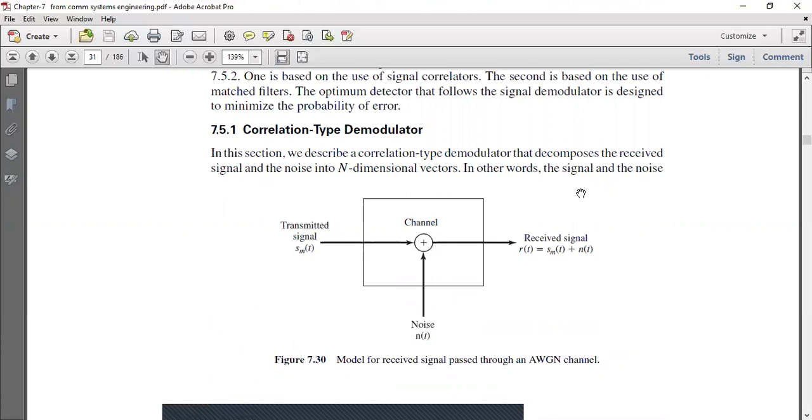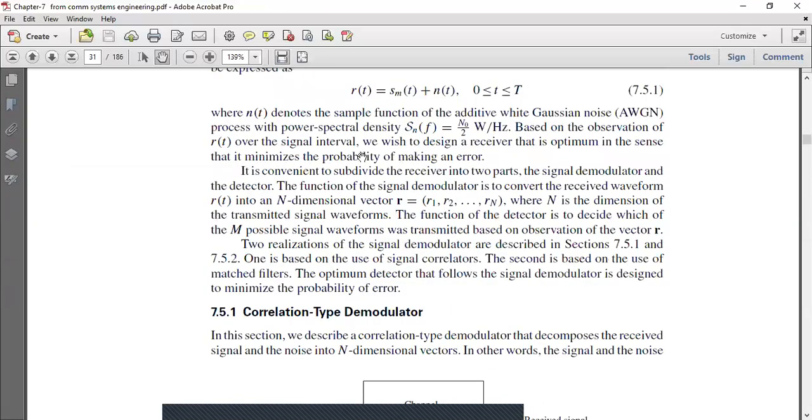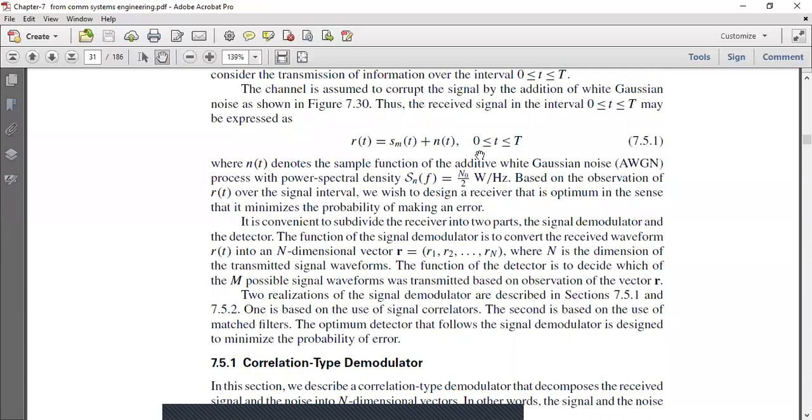So we have already talked about the signal waveforms. Now we are moving towards the receiver side. So the received signal is this thing, s_m(t) plus n(t), where t goes from 0 to T. So what are the properties of noise? Noise n(t) denotes the sample function of the additive white Gaussian noise process with spectral density S_n(f) equal to N0 divided by 2 watts per hertz. So this is a standard spectral density for Gaussian noise process.